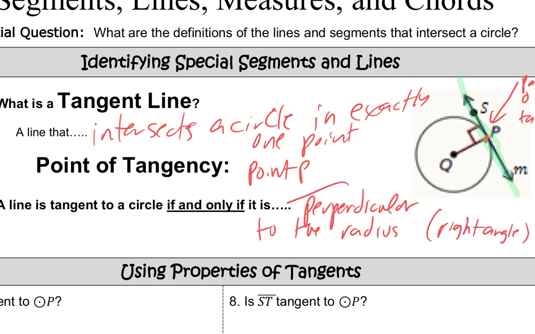Okay, so that's what we're talking about right over here. It has to be perpendicular. Otherwise it is not tangent. So that's the main thing. All right, so let's get right into some practice with that.